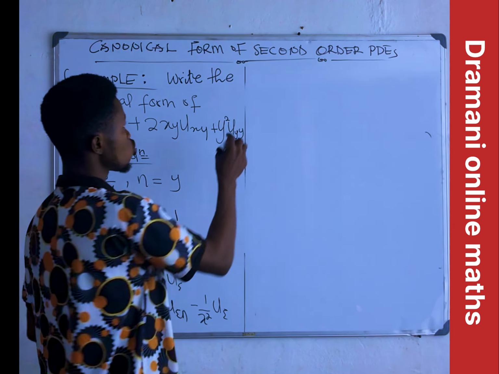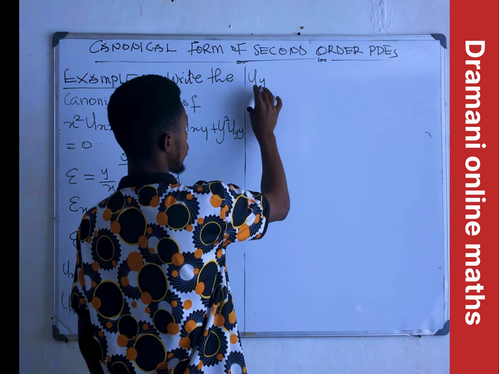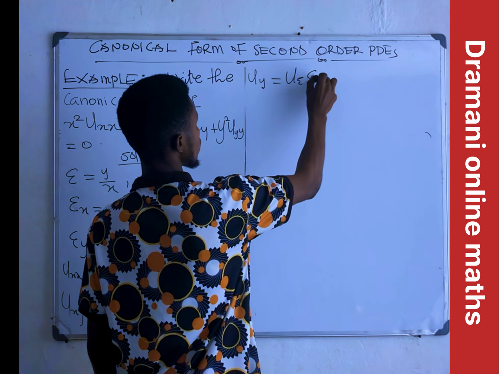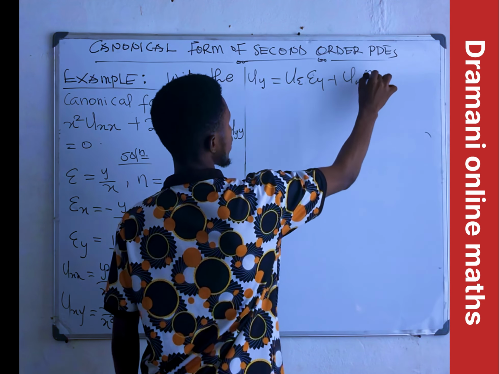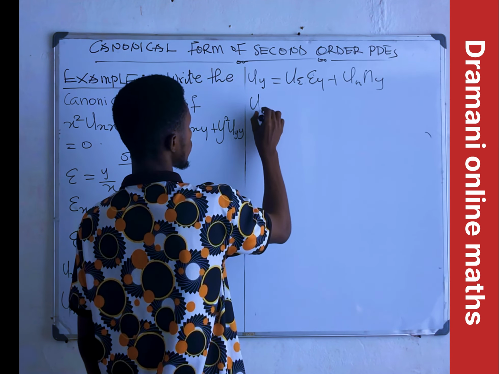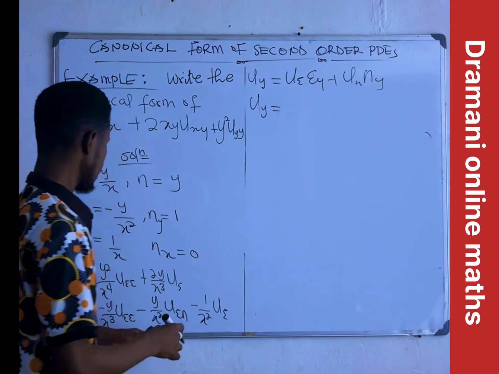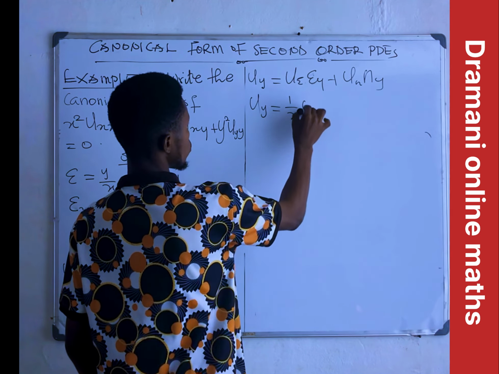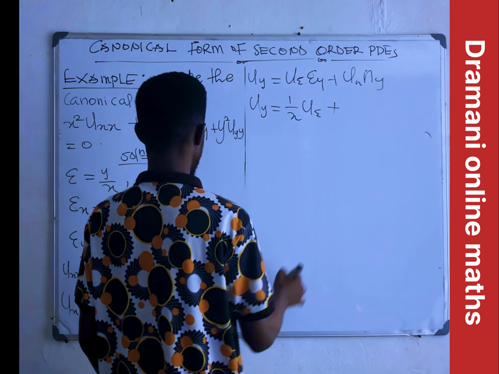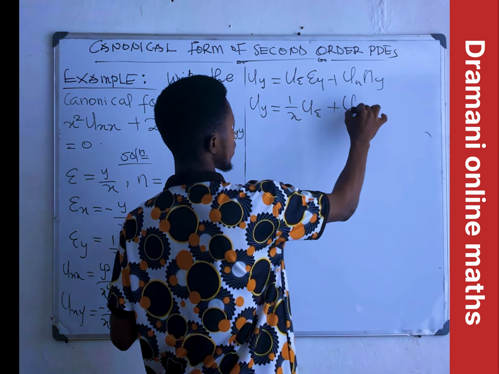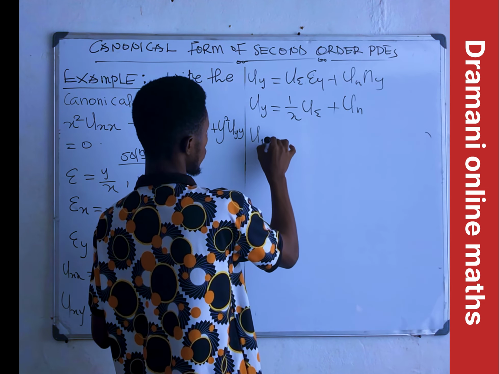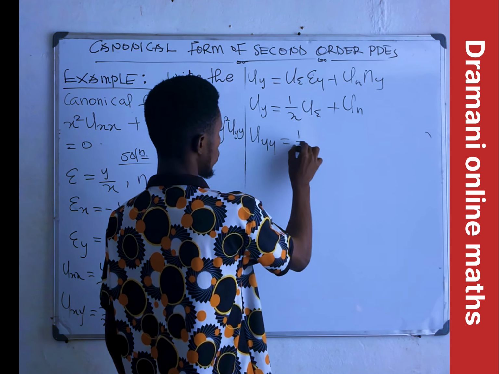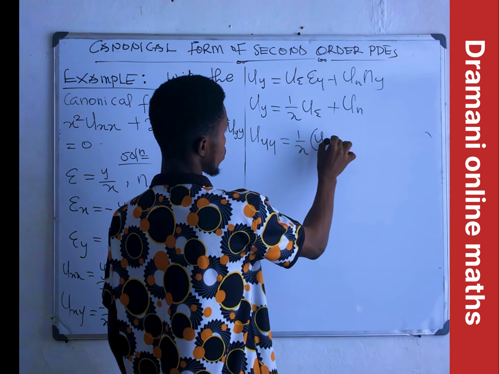So we now have to look for uyy. First we have to look for uy, which will be u xi xi y plus u eta eta y. So uy will be xi y is 1 over x. Okay, so we have 1 over x u xi plus eta y is 1. So we have u eta. So my uy is now going to be, let me hold this one first. It's 1 over x. Then let me differentiate this.